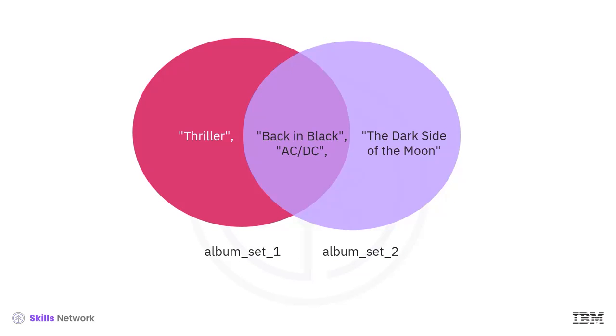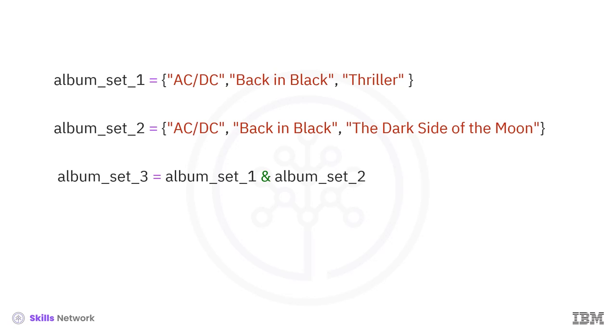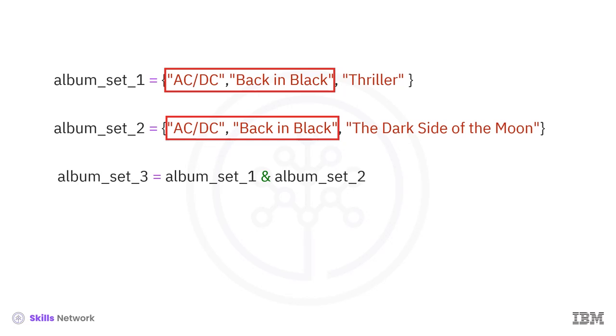If we overlay the values of the set over the circle, placing the common elements in the overlapping area, we see the correspondence. After applying the intersection operation, all the items that are not in both sets disappear. In Python, we simply just place the ampersand between the two sets. We see that both ACDC and Back in Black are in both sets. The result is a new set album set 3, containing the elements in both album set 1 and album set 2.